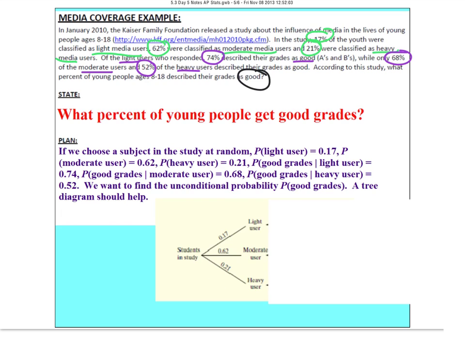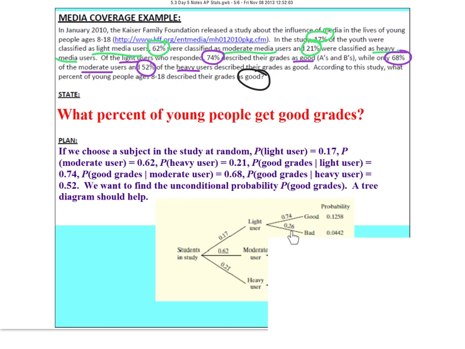Okay. Now, if you were a light user, what do we know about you having good grades? Well, it said here 74% of the time you had good grades. So I'm going to come on in here and go down. That means 74% of the time I had good, which means 26% I had bad, right? Now, moderate, we said 68% had good, so let's just carry that down, which means 32 had bad. And then for the heavy, 52 good means 48 are bad.